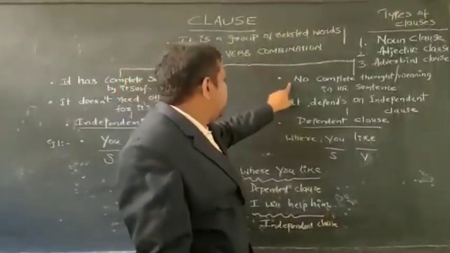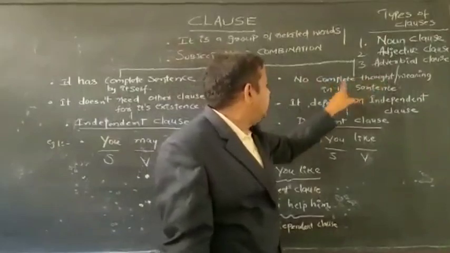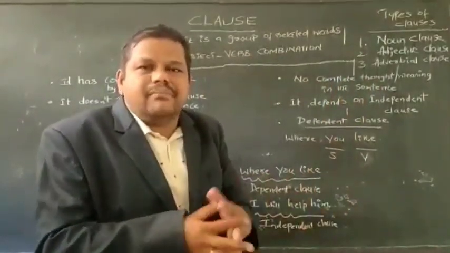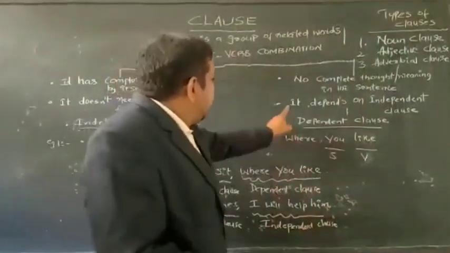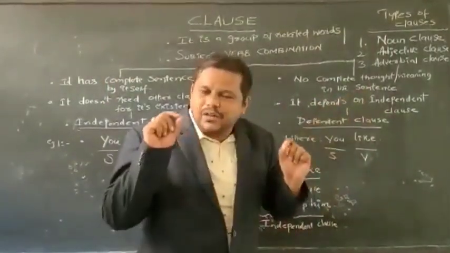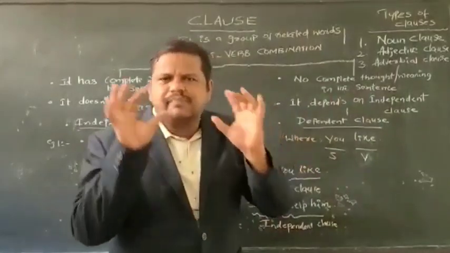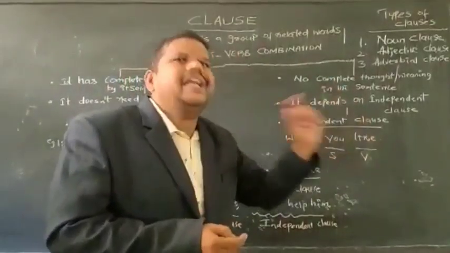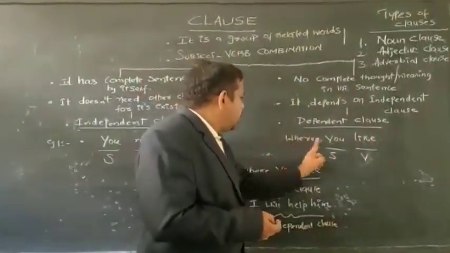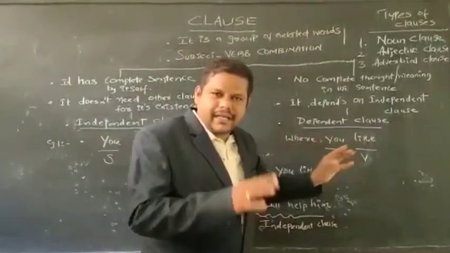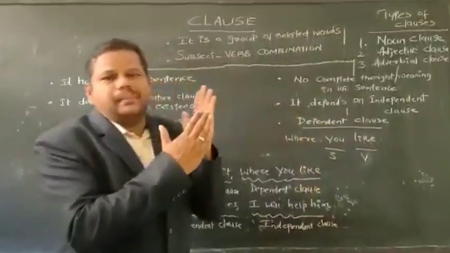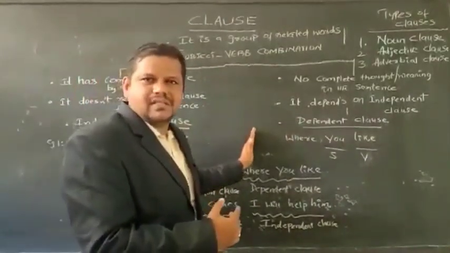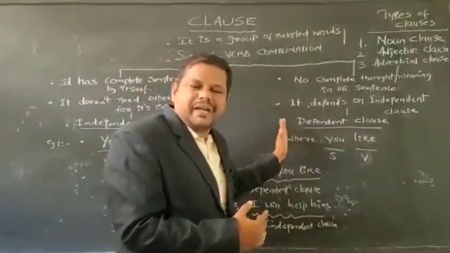We'll see now. A dependent class has no complete thought or meaning in the sentence. If you see the sentence, you won't have any complete meaning in it, and it depends on an independent class. The rule number 2 of a dependent class is very important: a dependent class always depends on the independent class. Take one example, see, where you like. See, all of you students, see independently. One is the first, the independent class, the second one is the dependent class. Now I am explaining that dependent class.